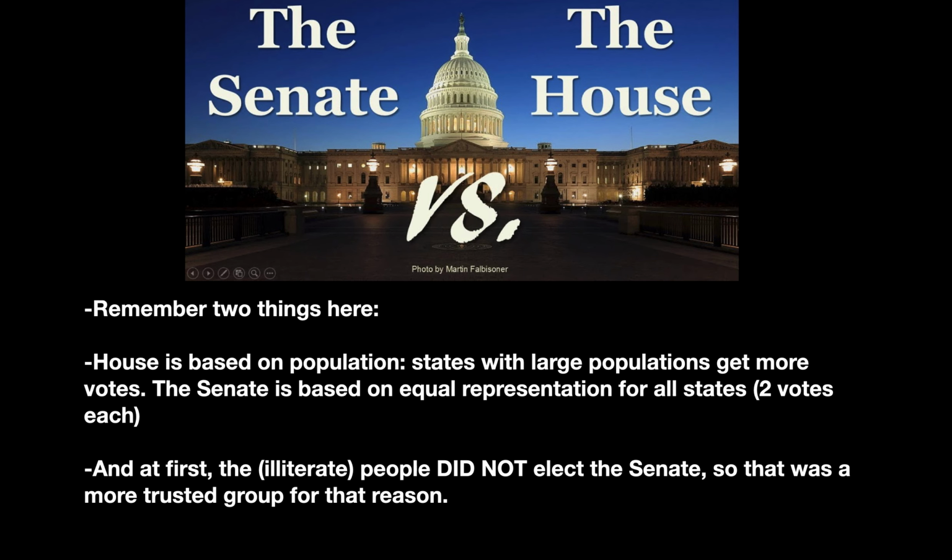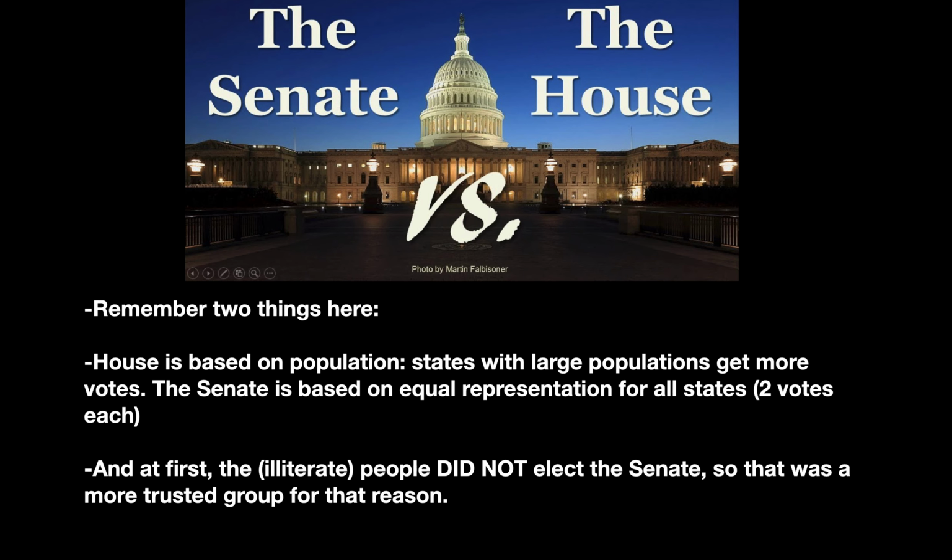And one more thing to remember as well. Remember that at first, up until 1913, we did not let the people elect the Senate. The state legislature did. People elected the House. But the problem was the people were mostly illiterate at that time. We didn't have public education, so a lot of folks never learned to read or write.